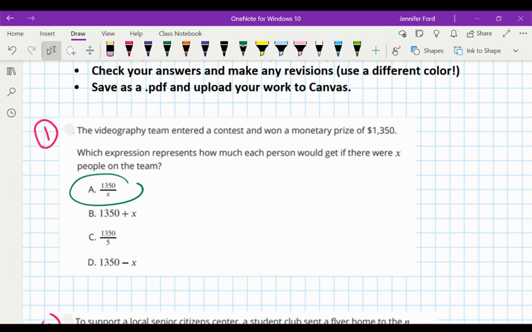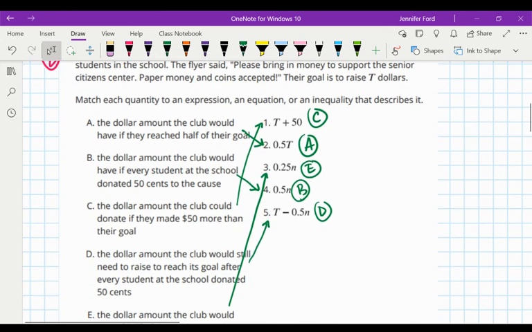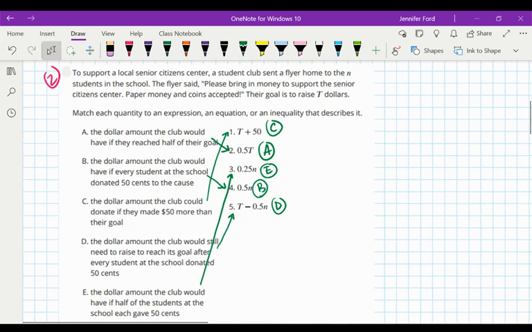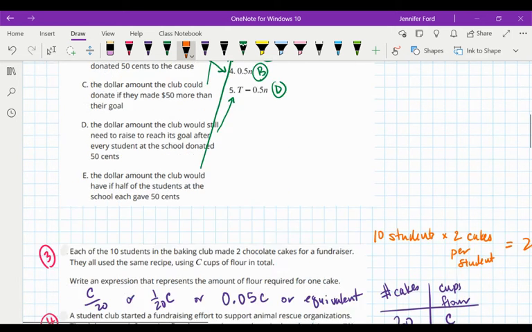Number 1 should be A. Number 2 kind of depends on how you did it. Let's see. A is the second option, B is the fourth option, C is the first option, D is the fifth option, and E is the third option.